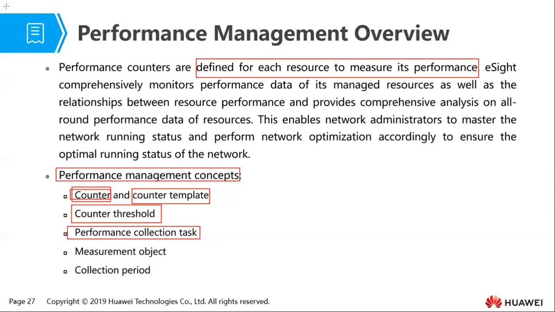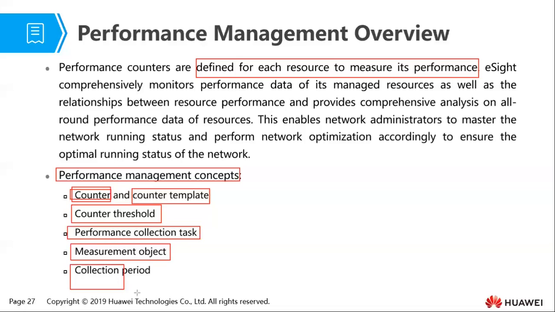The other one is what we call the measurement object. A measurement object specifies the object to be measured if a specific resource has multiple objects. So for example, if a device has multiple CPUs, then a measurement object specifies the specific CPU to be measured. So that is what a measurement object is. It specifies the specific resource to be measured, if a device has several of the same object.